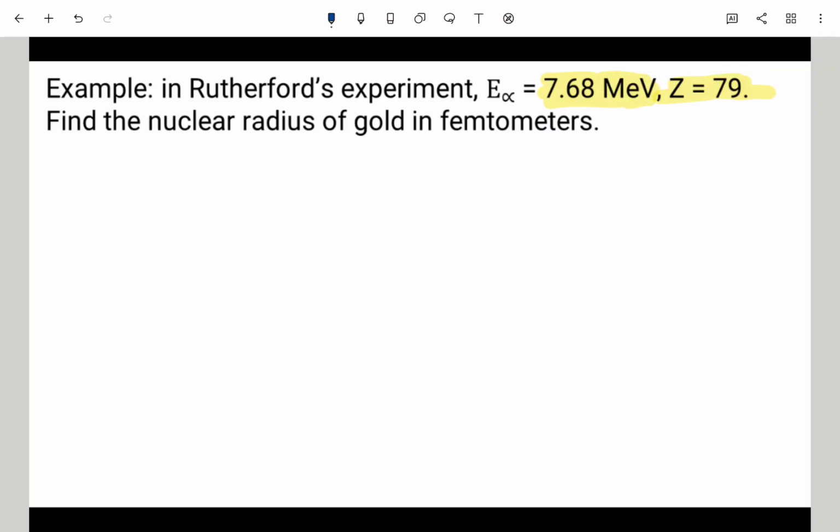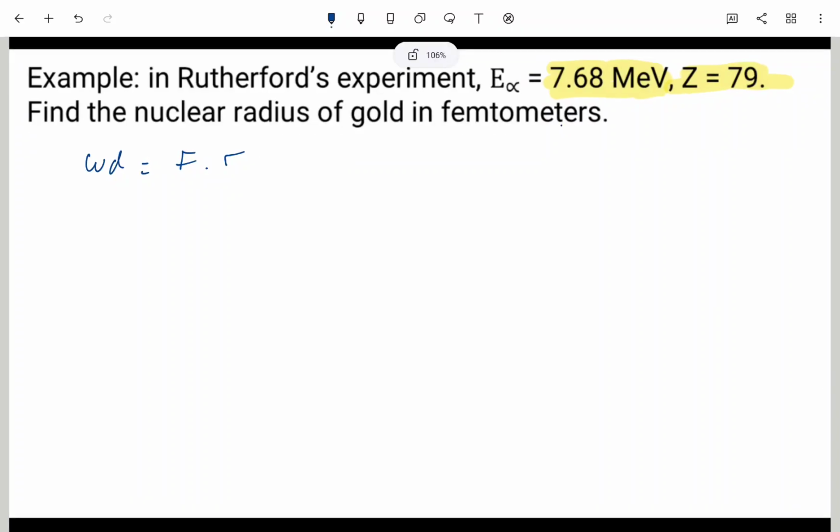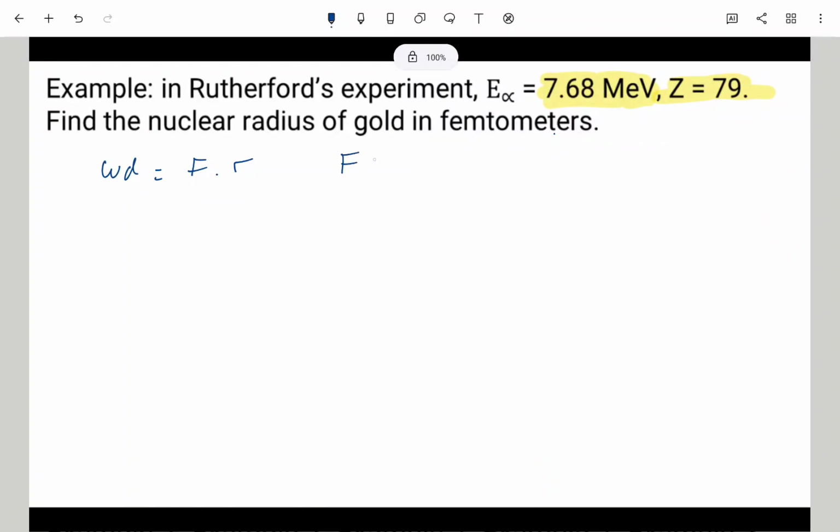So the way to do that, it's quite tricky. So there's going to be work done, and work done is force times distance. But what I'm going to use for distance is R. Okay. So the work done is the conversion of the alpha particle's kinetic energy, the 7.68 MeV, into potential energy as it closes in on the nucleus. So the force that it's overcoming is the electrostatic repulsion from the nucleus. So if you remember, the force is Q1 Q2 divided by 4 pi epsilon naught R squared.